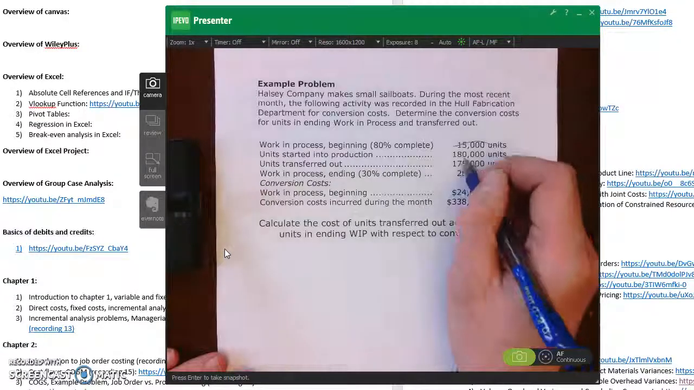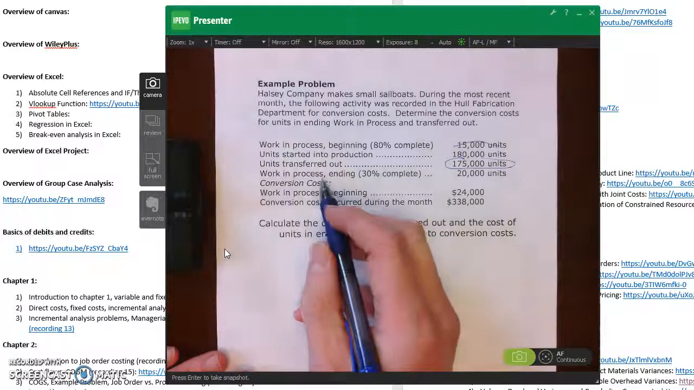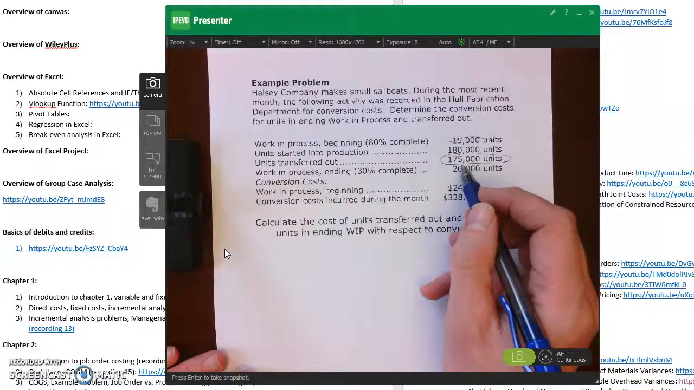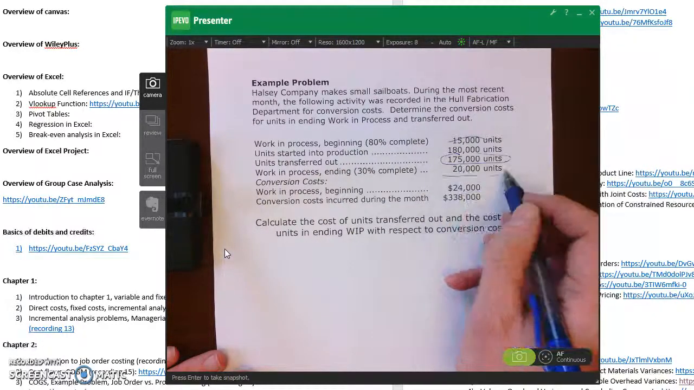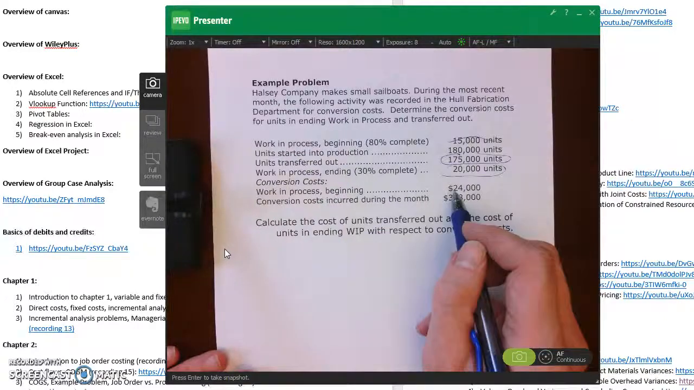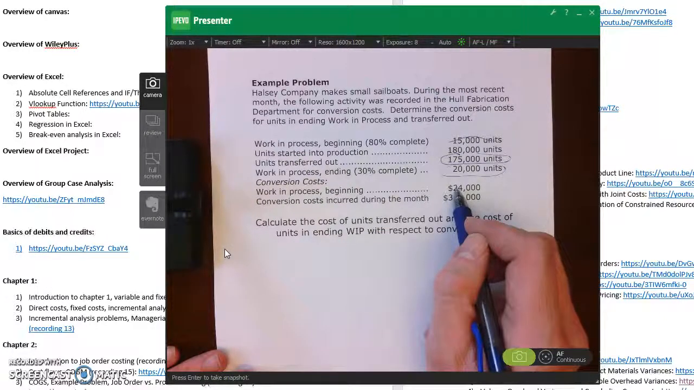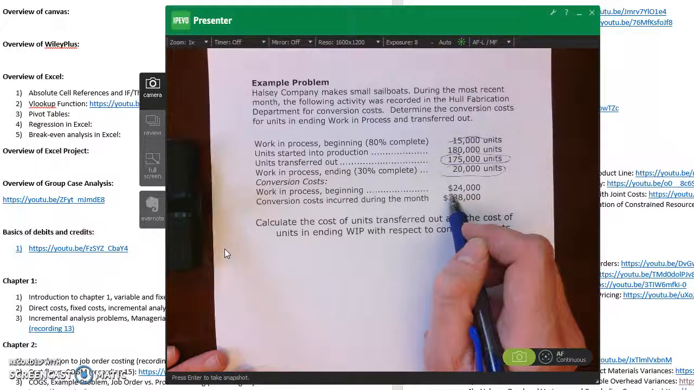Units transferred out, I need to know. Units in ending WIP is 20,000 units. I do need to know that. Work in process beginning, I need to know this. I need to know the dollar amount. And then the extra conversion costs incurred during the month.